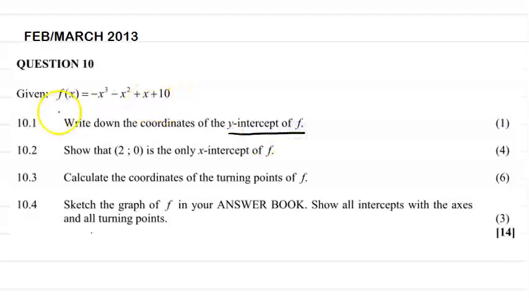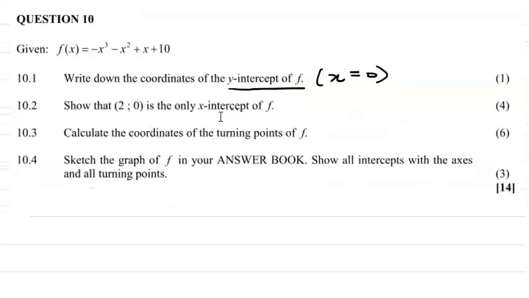Now to find the y-intercept of f, all you have to do is make x equal to 0, because at your y-intercept, remember, x is equal to 0. If I make x equal to 0 here, I'll only be left with positive 10. Therefore, the y-intercept will be (0, 10). So for 10.1, the y-intercept will be (0, 10). That's our solution. Remember, to find the y-intercept, we substitute x equals 0.